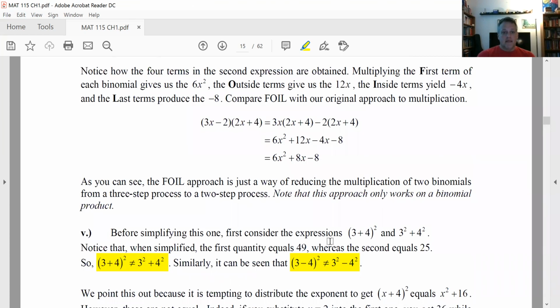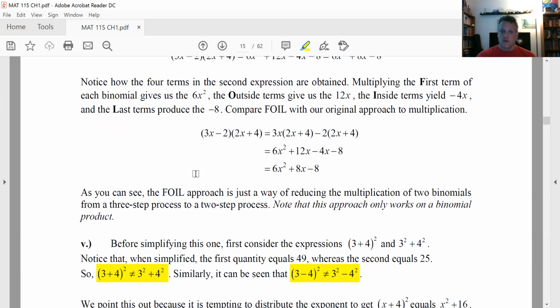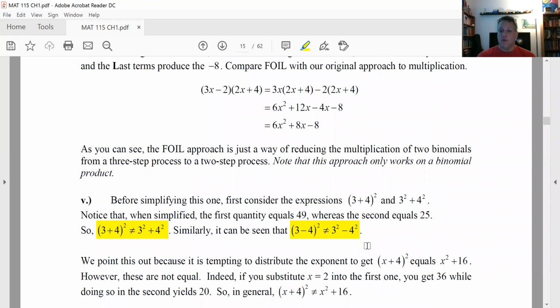And then finally here, with computing this, the reason I write this out is that people sometimes forget themselves and they distribute that power to both terms of the sum. So mistakenly, people often square the x, square the 4, and get x squared plus 16. The problem is that's not what x plus 4 quantity squared is. What x plus 4 quantity squared is, is x plus 4 times x plus 4. And notice here, that's a binomial times a binomial. You're going to apply this FOIL method or the distributive property twice. You're not going to distribute a power.